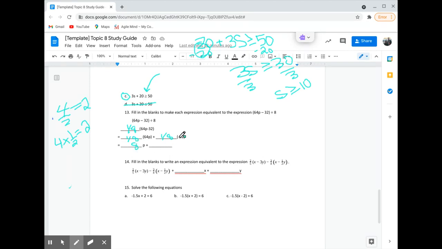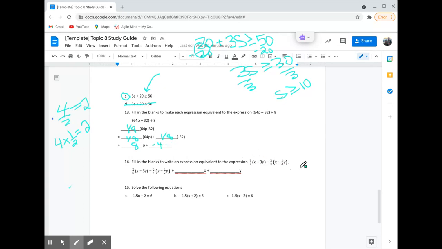And what is negative 32 divided by 8, or negative 32 times 1/8? 4. It would be 4. Would it be negative or positive? Negative. Negative. Great. All right, we got 2 left.